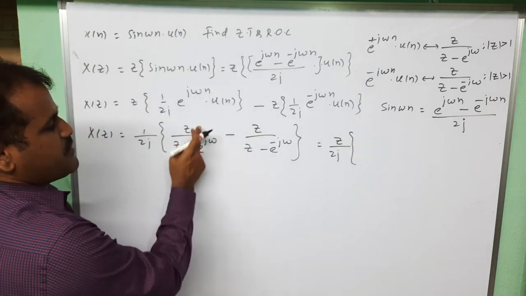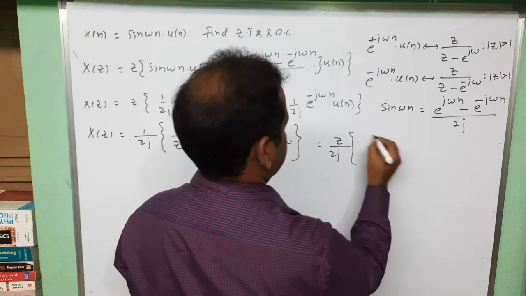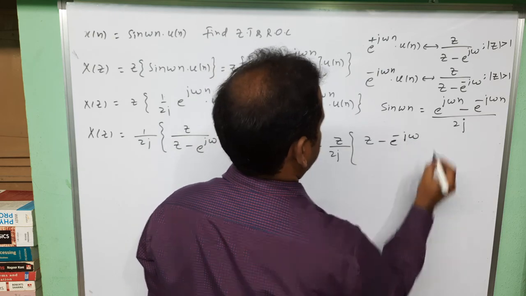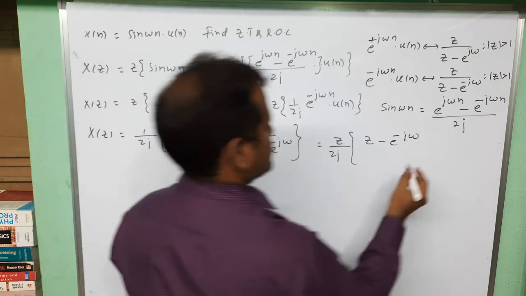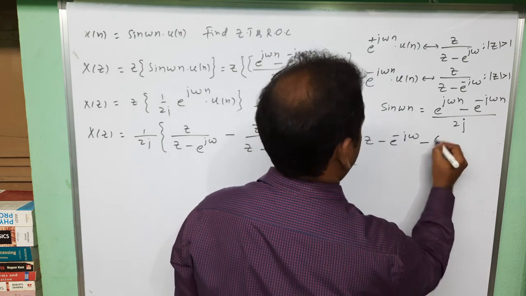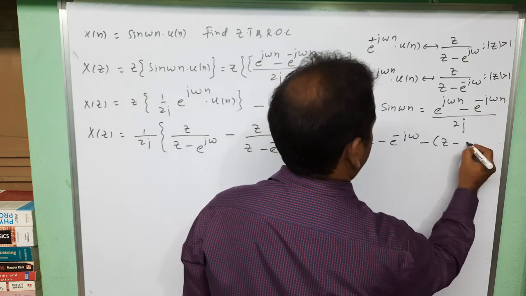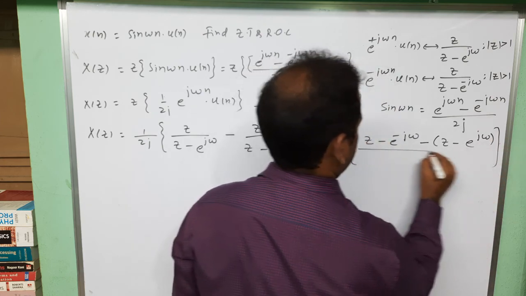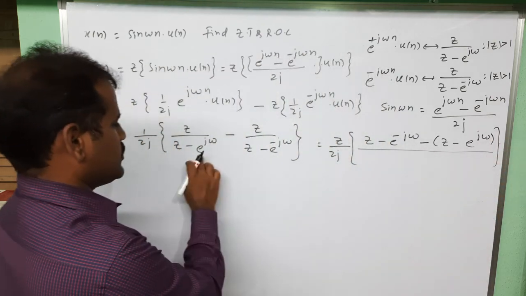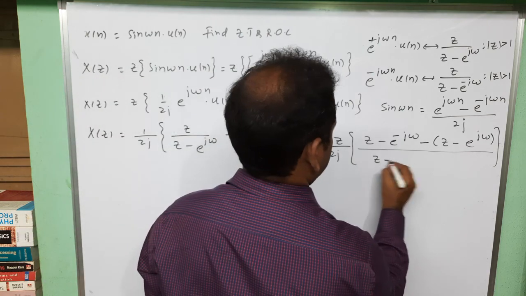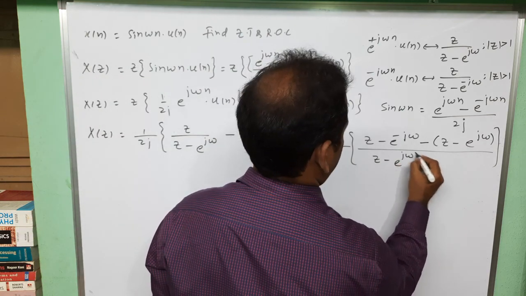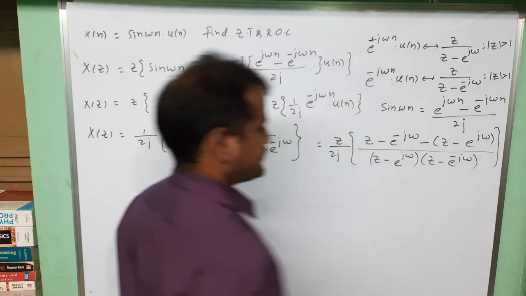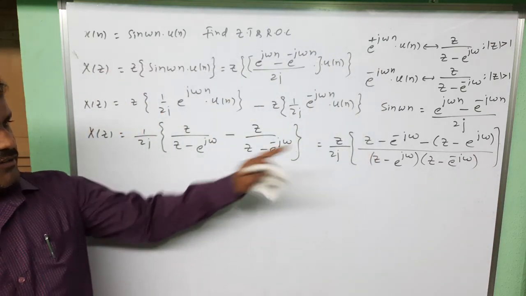So that this can be multiplied on these two sides. We get in the numerator, the expression is this one, and this term with the minus sign, minus of z minus e to the power of plus j omega, and the denominator terms both multiplied, z minus e to the power of j omega, z minus e to the power of minus j omega. We can further simplify that expression.